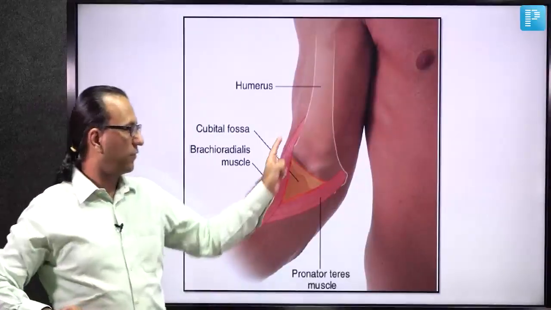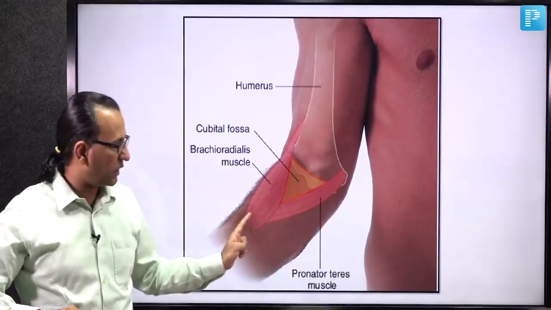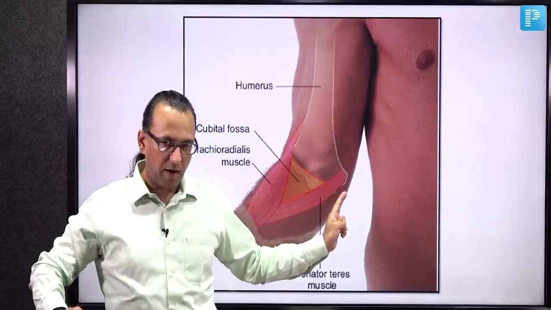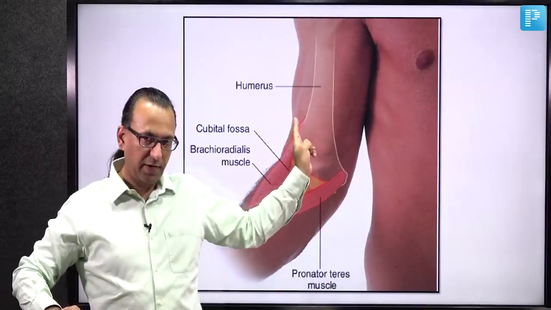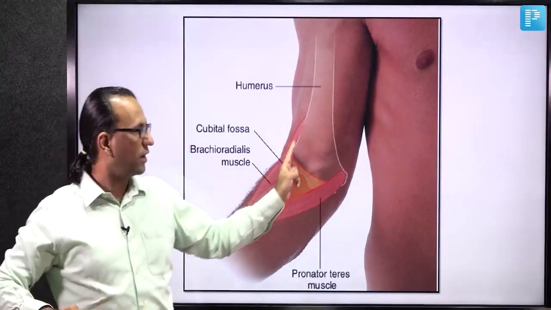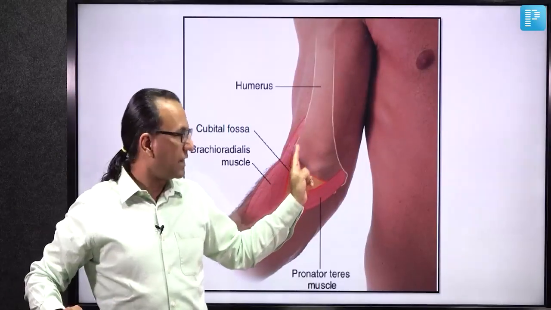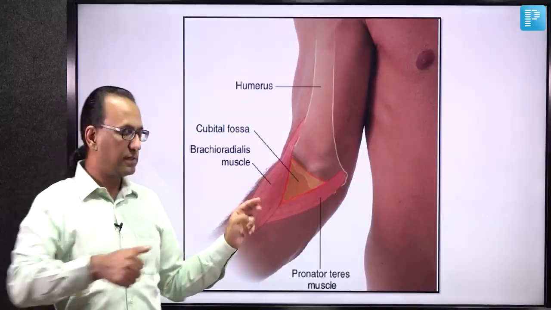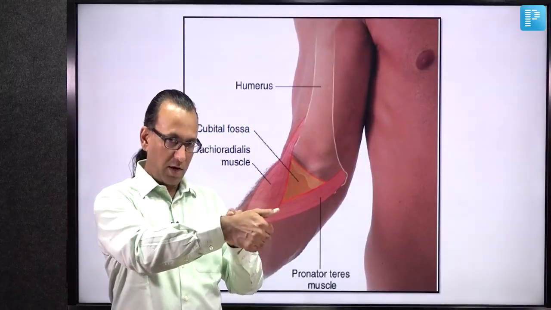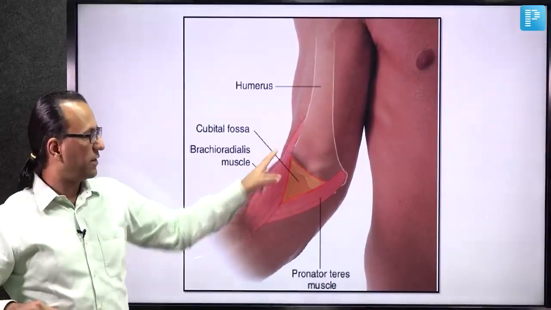Talking about the cubital fossa, you will see it is present in front of the elbow joint, a triangular space, and bounded laterally by a muscle which is called brachioradialis muscle, taking its origin from the lower end of the humerus, that is the lateral supracondylar line, and inserted down there near the wrist joint. So that is the origin which is evident here.